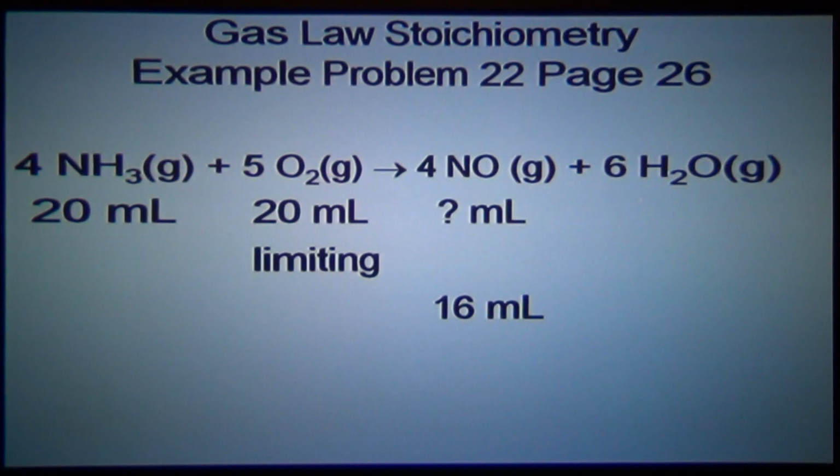So in this case, we took advantage of the fact that we could directly compare volume to volume. This was a limiting reactant problem, but a relatively simple limiting reactant problem because we could directly compare up front to determine our limiting reactant. Once we had that limiting reactant, we could then use that value to predict how much of the product we can make. So once again, 20 times 4/5 was how I obtained the 16.